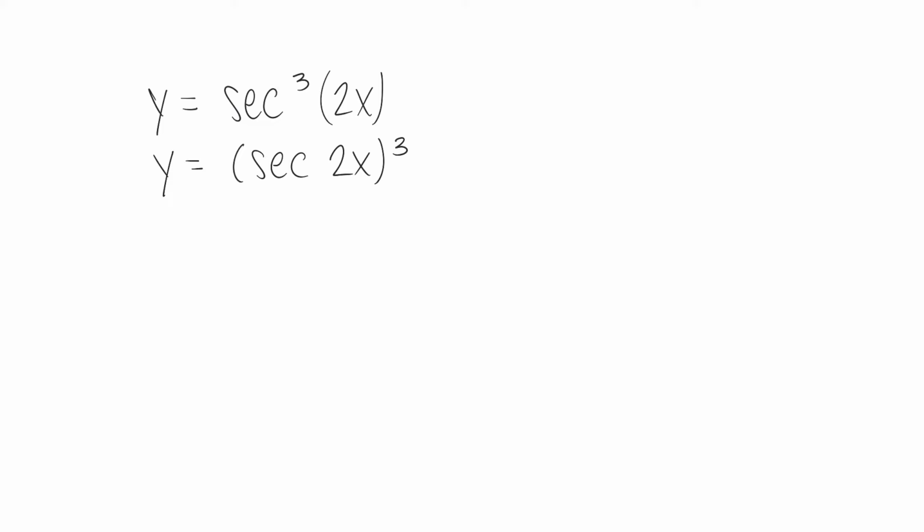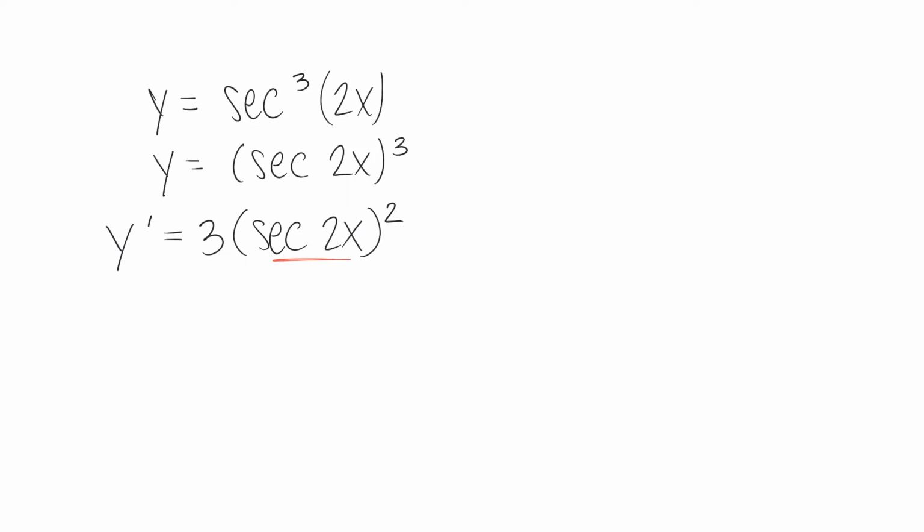What if we do that again? Let's get a little bit crazier. What if we did y equals secant cubed 2x? So first, let's remember this, that I'm going to rewrite this as secant 2x cubed. So we're going to have to do double chain. So we're going to say that y prime is 3 times something squared. That something is secant 2x. Now we need to multiply by the derivative of secant 2x.